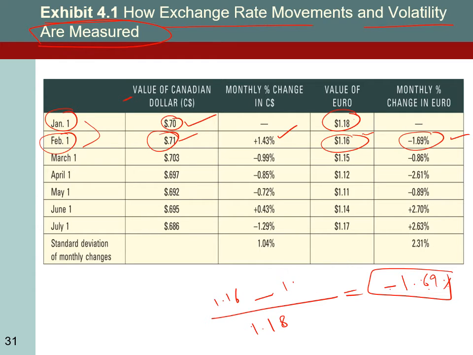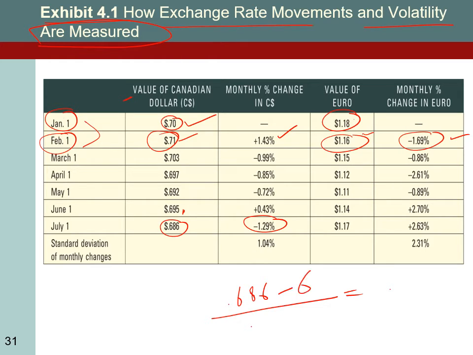Similarly, if I ask where this value came from, your answer should be: the old spot rate is 0.695 and the new spot rate is 0.686. So new spot rate 0.686 minus old spot rate 0.695, divided by 0.695, right? The answer should be minus 1.29%, right? Now the question arises, how are we going to explain this appreciation and depreciation?